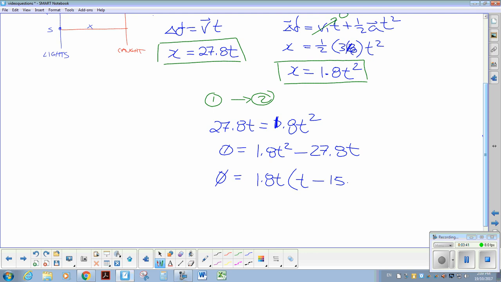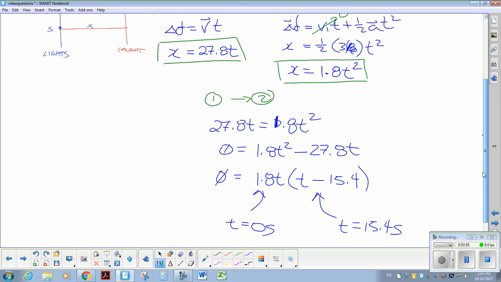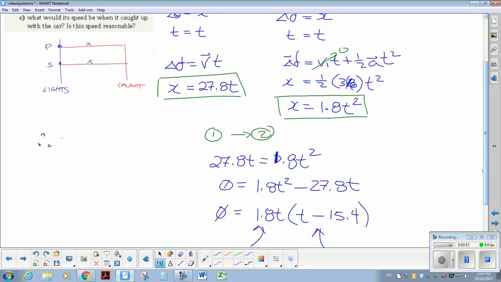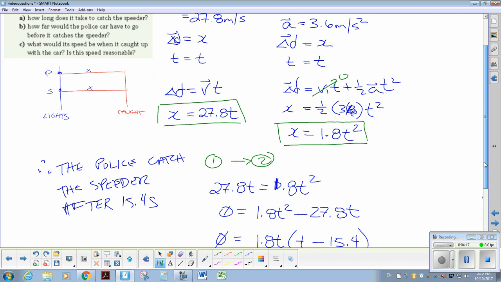which gives me 15.4. So from your grade 10 math, the only way that this is true is if t equals 0 or t equals 15.4 seconds. Therefore, the police catch the speeder after 15.4 seconds.